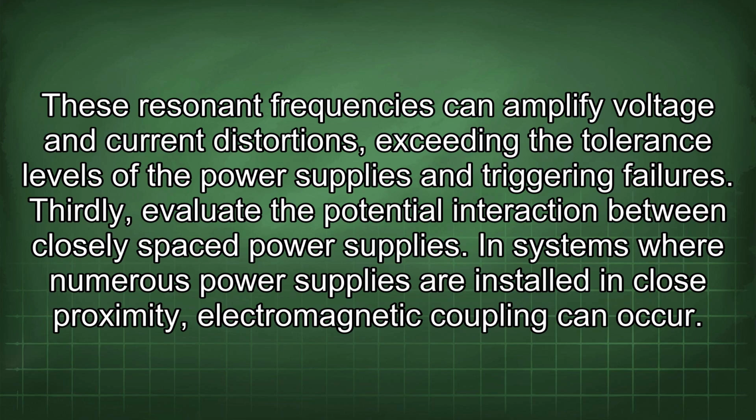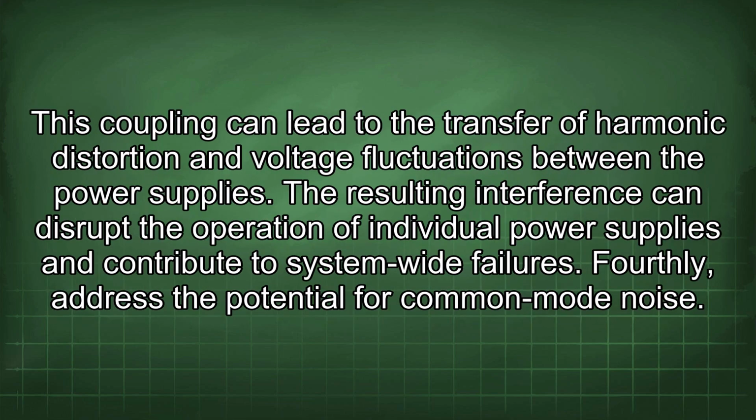Thirdly, evaluate the potential interaction between closely spaced power supplies. In systems where numerous power supplies are installed in close proximity, electromagnetic coupling can occur. This coupling can lead to the transfer of harmonic distortion and voltage fluctuations between the power supplies. The resulting interference can disrupt the operation of individual power supplies and contribute to system-wide failures.